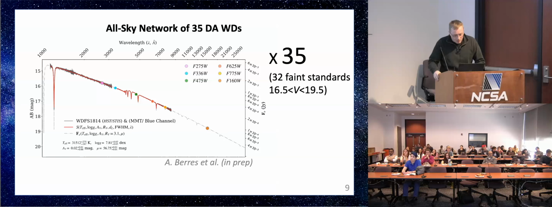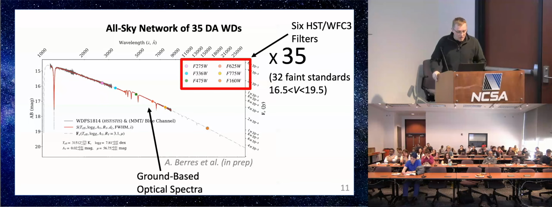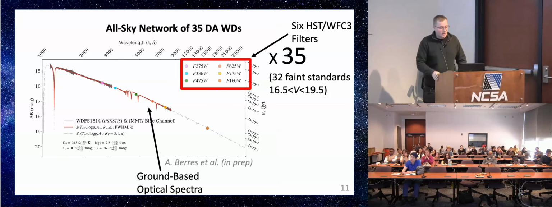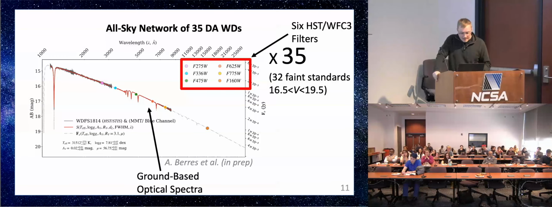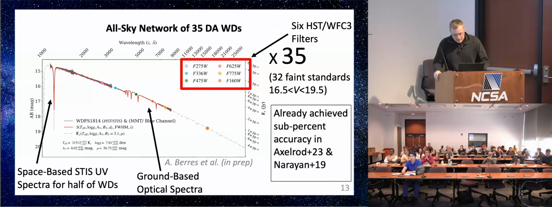So for the 35 white dwarfs, we have data. We've got 6 Hubble Space Telescope bands from the UV to the near infrared for all of them. We've got ground-based optical spectra for all of them again. And for about half of them, we've got some space-based STIS UV data. So you need to take all of this data and carefully model each of these DA white dwarfs so that they can be used as standards.